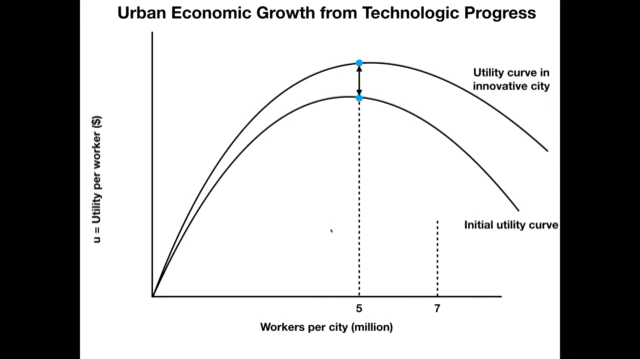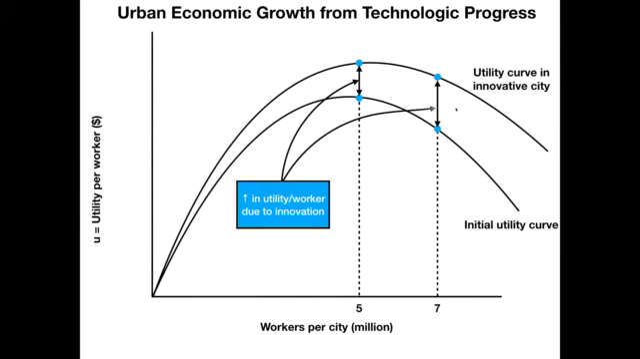We can do that once again for 7 million. You can see that vertical distance here being the difference, or the increase in utility per worker due to the innovation when we're holding the number of workers constant at 7. So you see the same thing for 5 here. This is the increase in utility per worker because of the innovation when there's 5 million workers. And here we have the same thing for 7. So these two lines here with the arrows on the end indicate the increase in utility per worker solely due to the innovation that's occurring in the city.